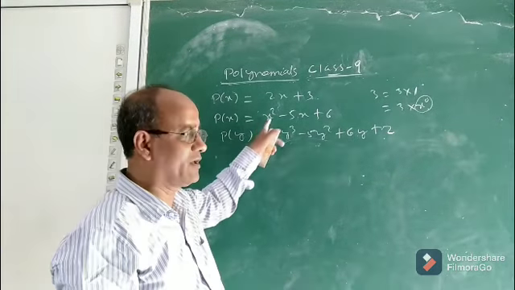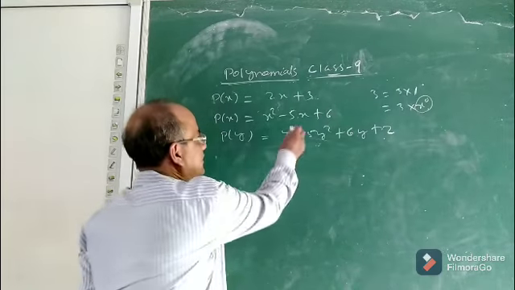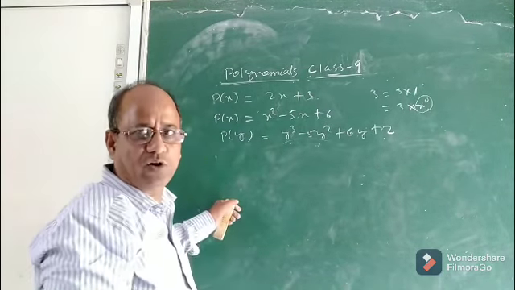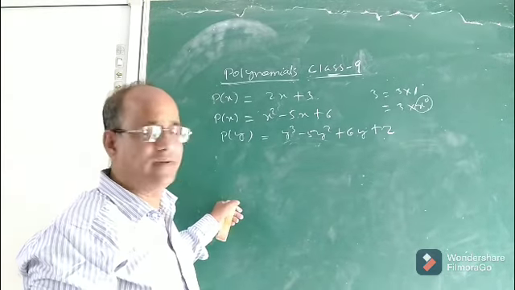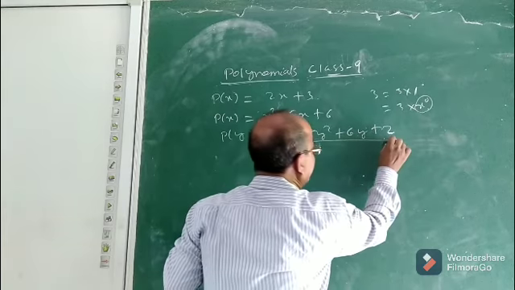Power of the variable, or exponent of the variable, in descending order: 3, 2, 1, 0, 2, 1, 0, etc. Like this. So when the powers of the variables are written in descending order, it is called standard form. This is written in standard form.